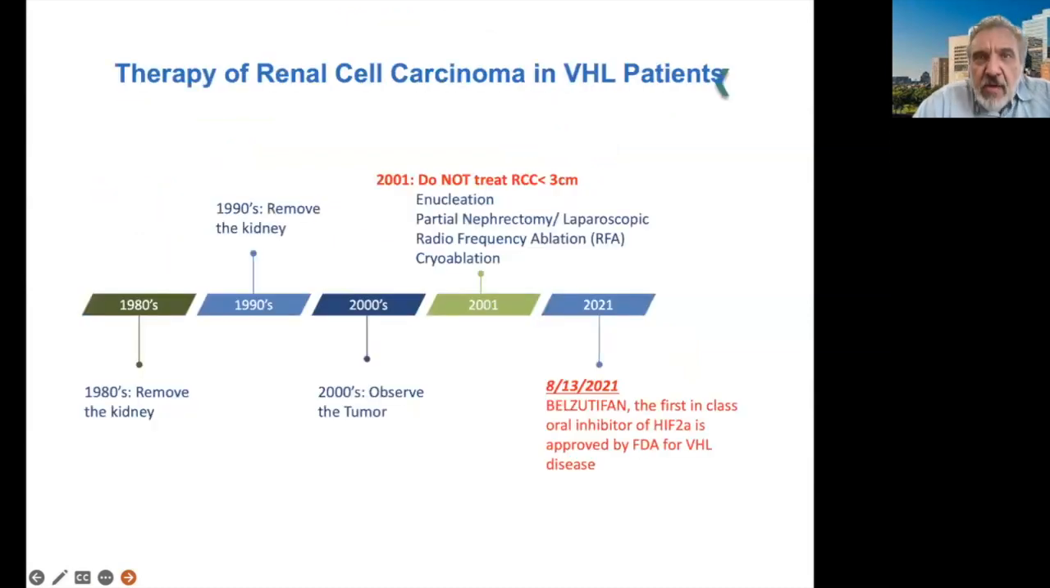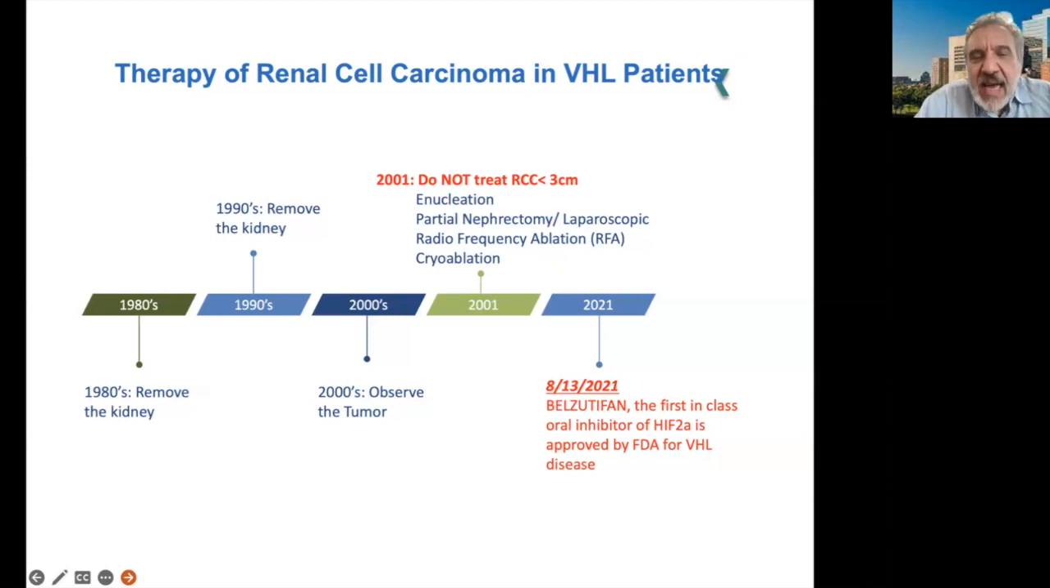The therapy of the renal cell carcinoma in VHL patients has actually shifted dramatically since the time that many years ago I entered the field and got involved in the treatment of the patients. At the beginning of the 80s, what people were doing was removing the kidney prophylactically. So you were labeled with a diagnosis of VHL, and then your kidney was removed, or both kidneys were removed, and then you were going to hemodialysis and suffering from all the side effects and the morbidity of the hemodialysis.